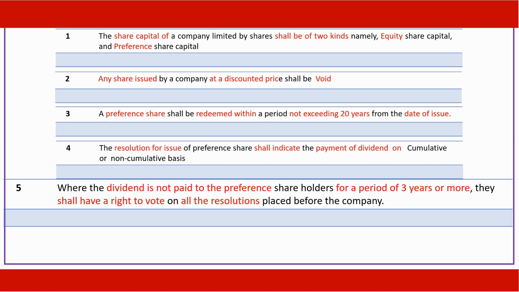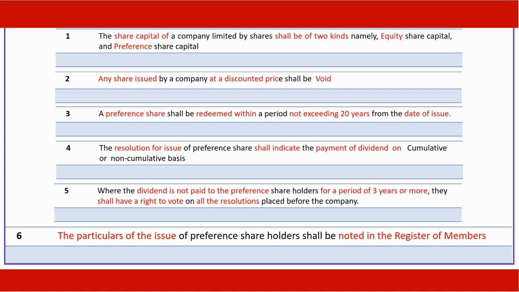Wherever the preference dividend is remaining unpaid for a period of 3 years or more, the preference shareholders get a right to vote on all the resolutions placed before the company in its general meeting. Preference shareholders find a place in the register of members on par with the equity shareholders.